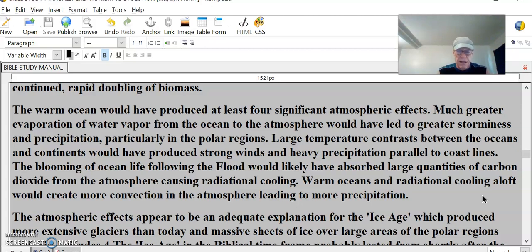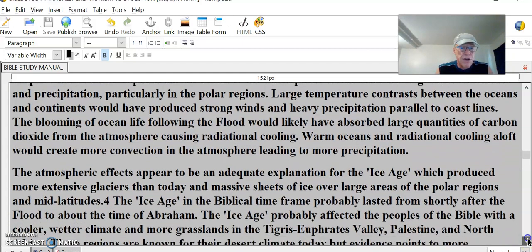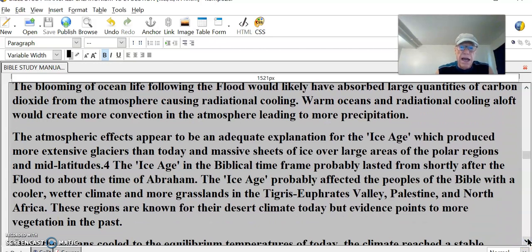Things happening rapidly after the flood, the aftermath. We had the Ice Age, and then the Ice Age leads into these things. The atmospheric effects appear to be an adequate explanation for the Ice Age, which produced more extensive glaciers than today, and massive sheets of ice over large areas of the polar regions and mid-latitudes.